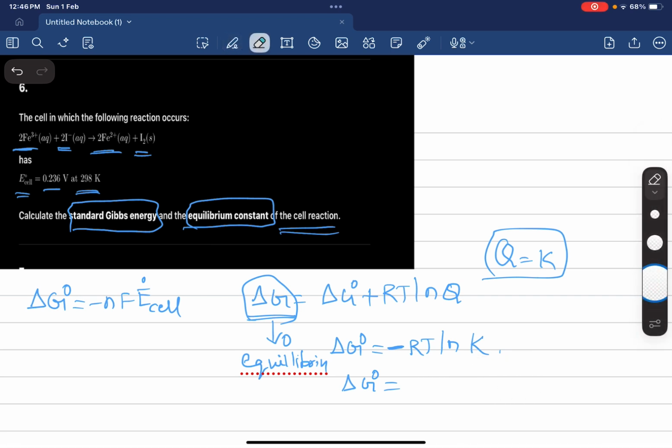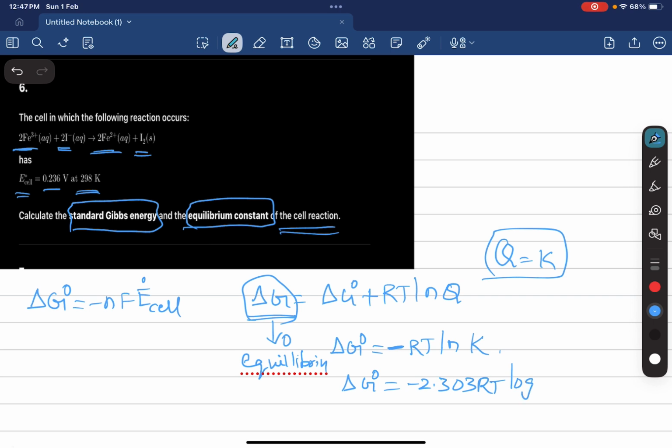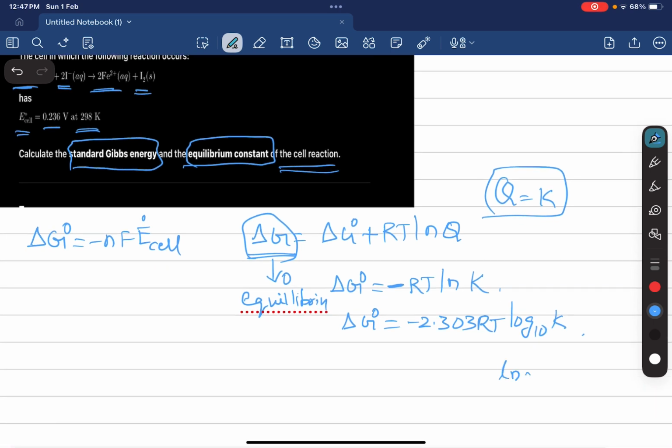So minus 2.303 RT log base 10 K. Here ln can be written as 2.303 log base 10. So first we have to find the standard Gibbs free energy, and later you have to find log K from this. So you have to find K from this equation after finding delta G naught.